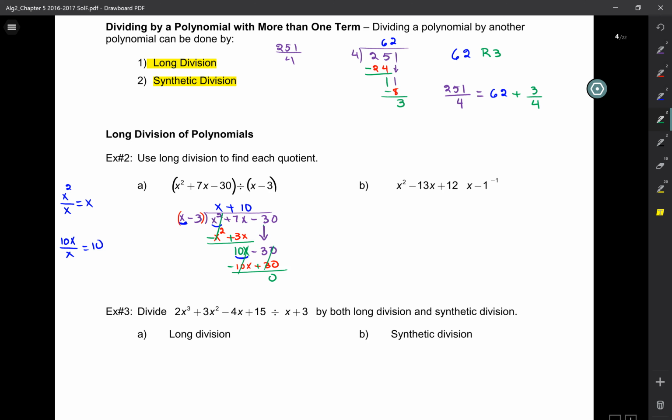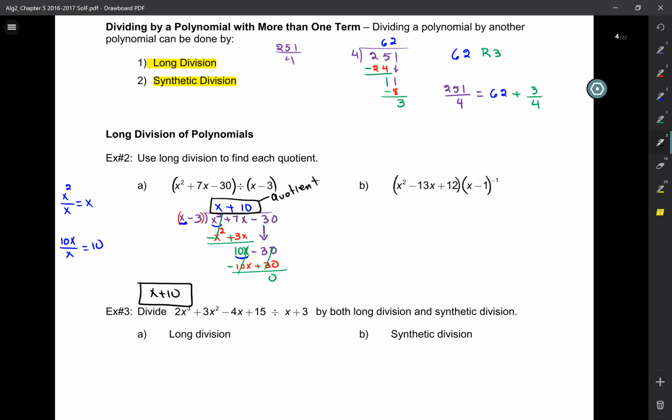Now, hang on. So this number, this up here, is called the quotient, and that's my answer. So the answer is x plus 10, and if the remainder is 0, you don't have to write anything. All right? I'll stop the video for a minute and give you a chance to write.